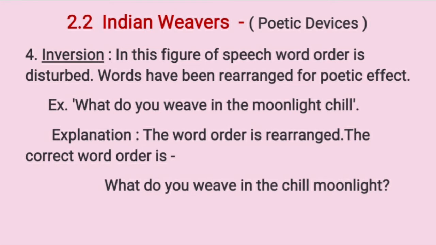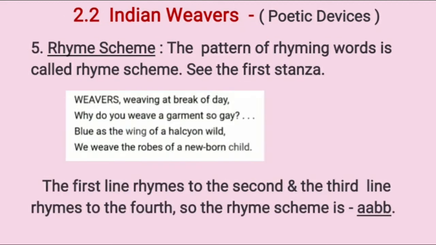Inversion. In this figure of speech, word order is disturbed. Words have been rearranged for poetic effect. For example, "What do you weave in the moonlight chill?" Now, in this example, the word order is rearranged. The correct word order should be, "What do you weave in the chill moonlight?" This is an example of inversion.